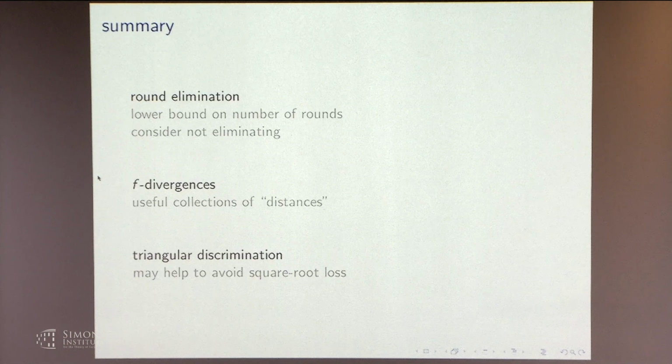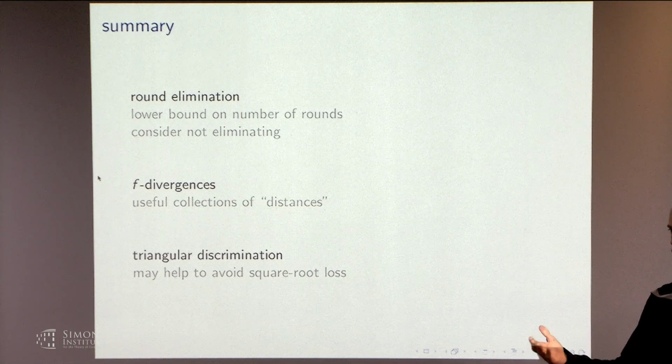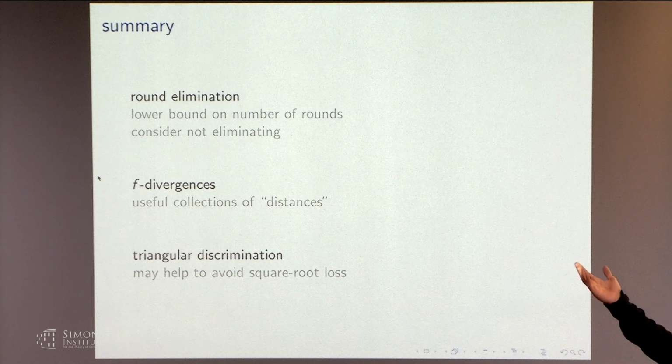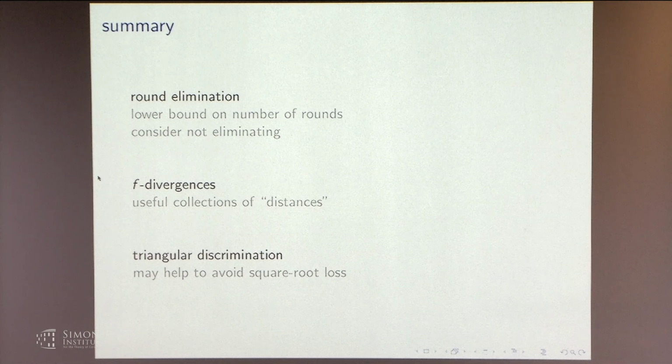So just a summary, there is this idea of analyzing, proving lower bounds on the round complexity. And one way to do it is using round elimination. It's a pretty good way. Then there is a vast collection of distances that we can use, and maybe we should find some others out there that are useful. And specifically, this measure helps to remove the square root, so it makes all of the arguments quantitatively better. This is it.